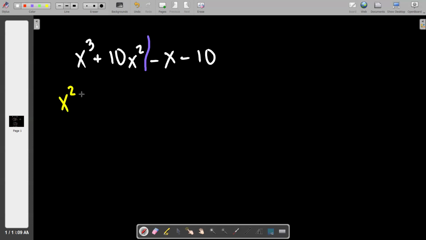And what will that leave behind? Nice job. X plus 10, because I only pulled out x squared. The 10 doesn't shrink because I didn't pull out any numbers, just x's. Next step.